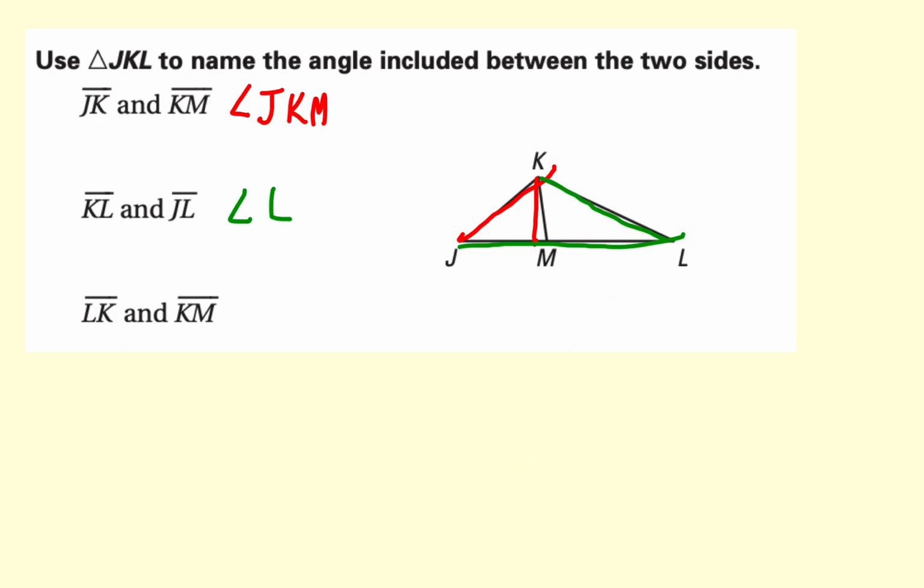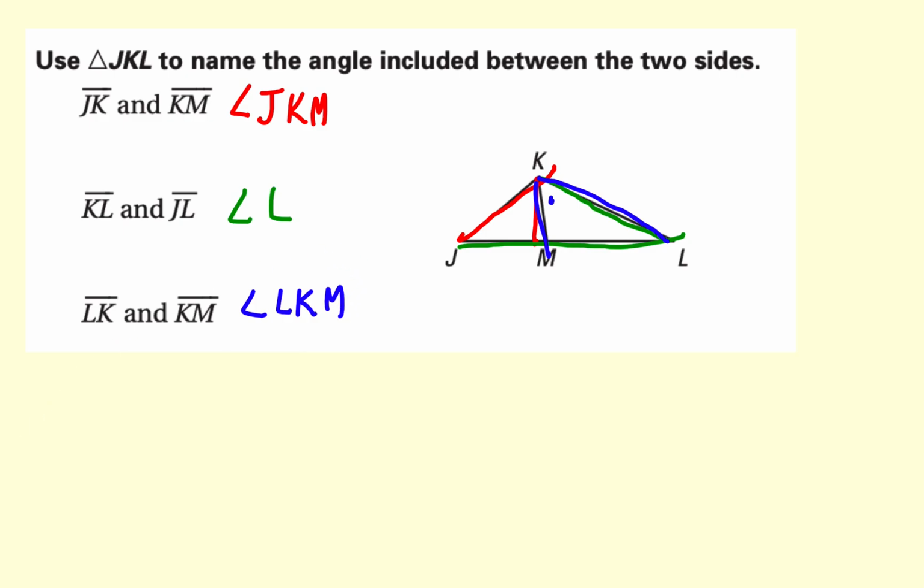Let me use a different color, blue. LK, we're still using this guy right here, LK, and KM, this right here. So the included angle is right here. I've got to use three letters, which is LKM. And this is how we find the included angle.